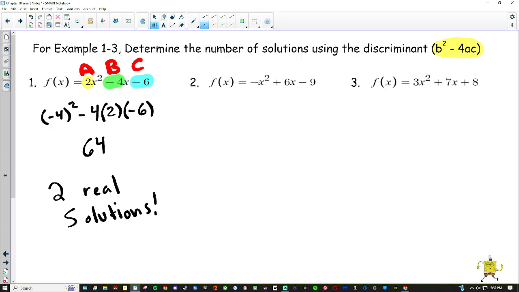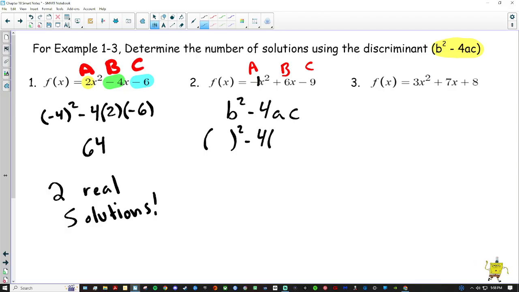Number 2, I have to put in my invisible 1. Okay, I have my A, my B, and my C value. Plugging it into the discriminant, remember that is b squared minus 4 times A times C. Wherever we plug in numbers, we're going to hug it with parentheses. One thing that can help is doing your parentheses first.